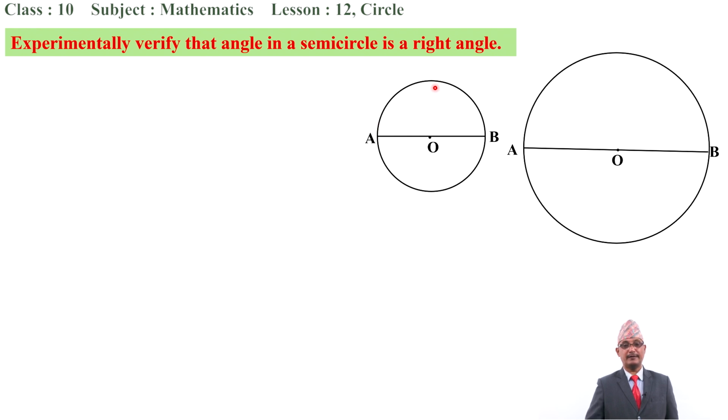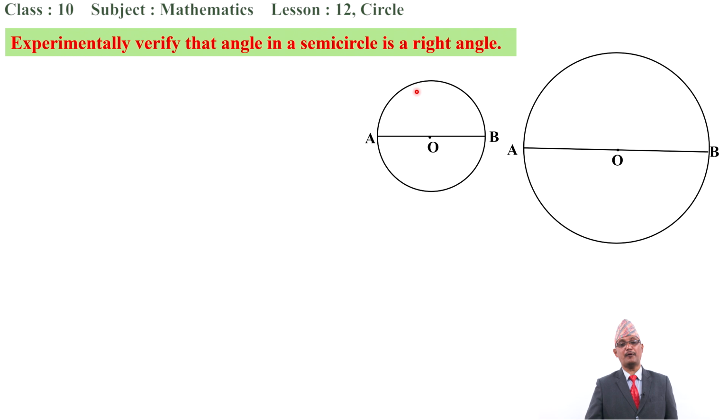Now, the portion above the diameter AB is one semicircle. The portion below the diameter AB is another semicircle. Similarly, in this figure also, the portion above the diameter AB is one semicircle and the portion below the diameter is another semicircle. Now, to get an angle in a semicircle, you may take the angle in the upper or the lower semicircle, it does not make any difference. But I am taking an angle in the upper semicircle.